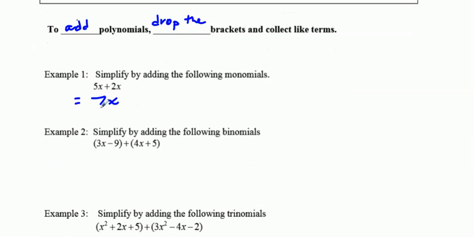So it's this binomial plus this binomial. Because it's plus in between these two binomials, we simply drop the brackets and gather up our like terms. So this would be 3x plus 4x, which is 7x, and minus 9 plus 5, which is minus 4. We make sure that we don't have any like terms in our final answer, because then it could be simplified further, and indeed these are not like terms. Okay.